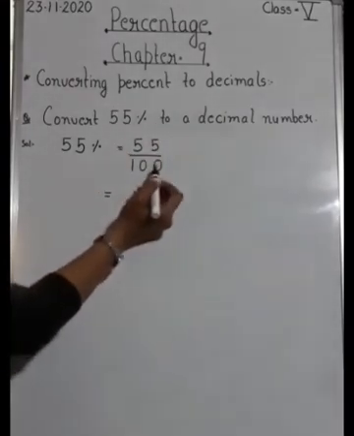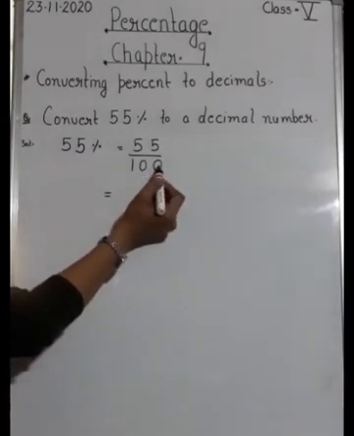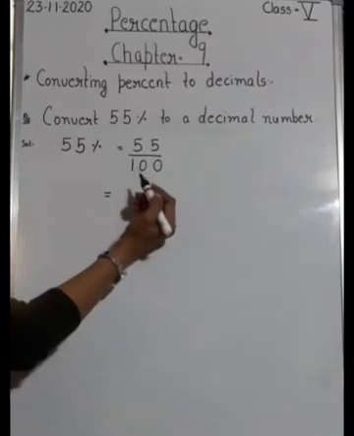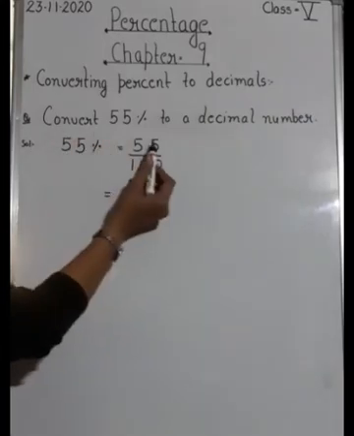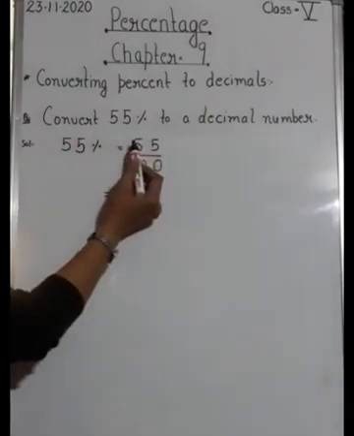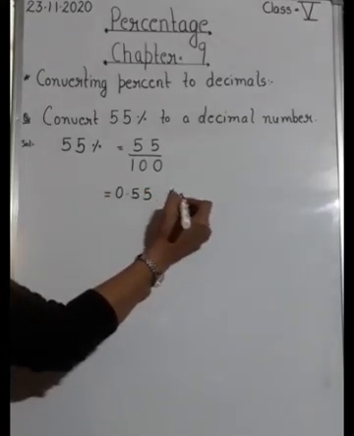How will you do it? First count the zeros in the denominator. How many zeros do you have? 1, 2. So in the numerator, you have to put a point towards the left. So go to the left, 1, 2. After 2 digits, your point will be here. Your answer will be 0.55.